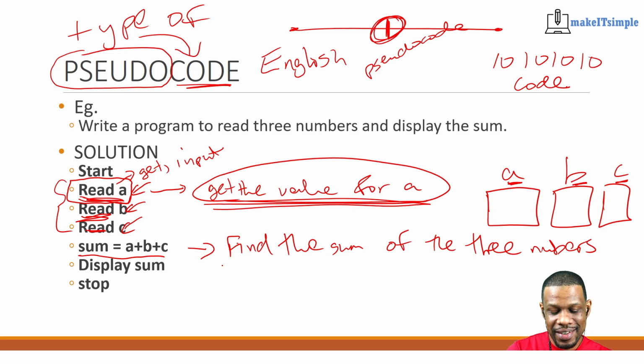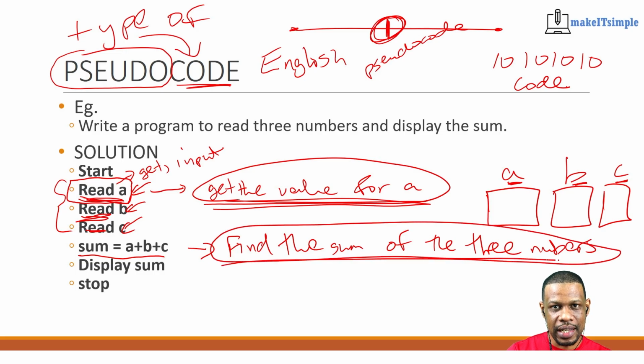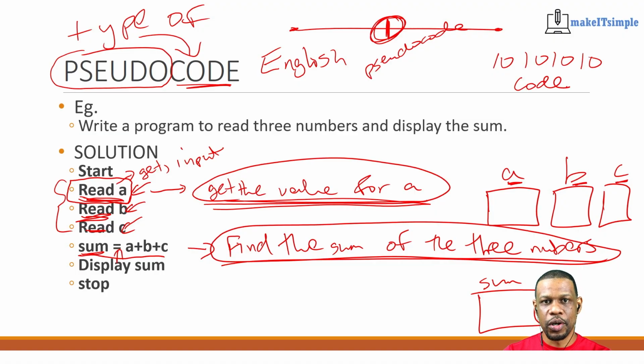This here is narrative. We can't tell the computer that. But what we can tell the computer is sum, which is another variable, so it creates a box called sum, is equal to, because now you realize we use equal to, because the computer cares about using those symbols, which is called a relational operator. So we're relating the A, B, and C. And then we just say A plus B plus C.